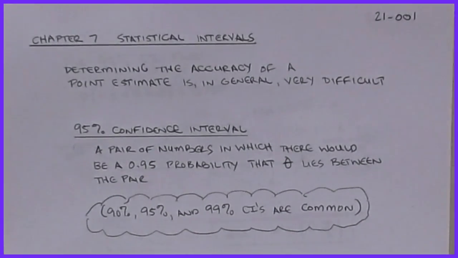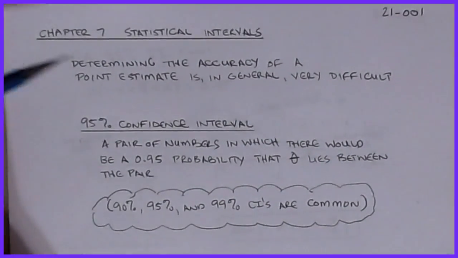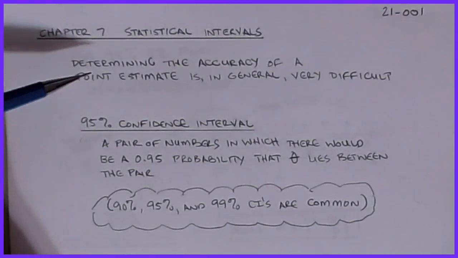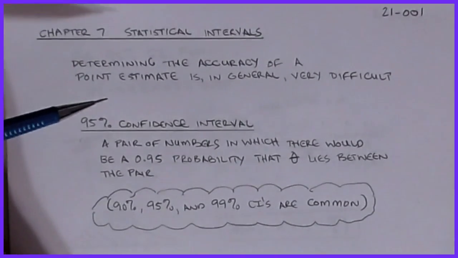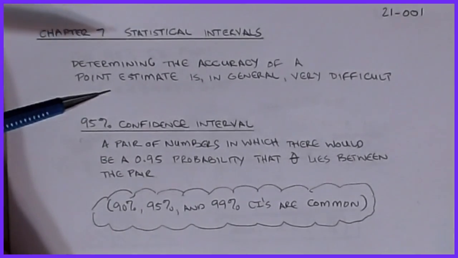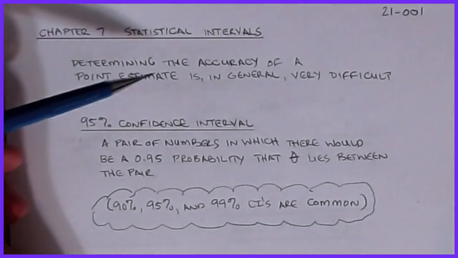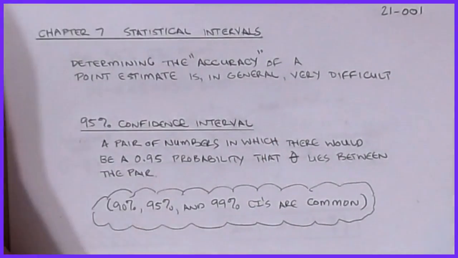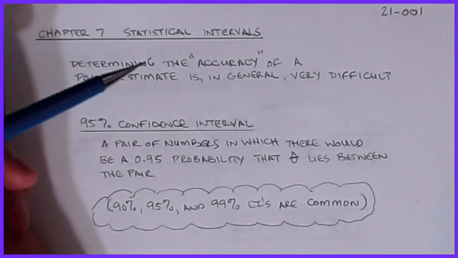All right, so we're into chapter 7 of our textbook. What we want to do is determine the accuracy of a point estimate, which is in general a very difficult proposition. We're looking to start to gauge this accuracy term, and we use that kind of loosely, in the form of what we call a statistical interval.